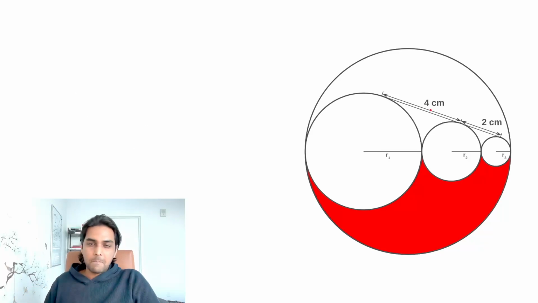Alright, so I want to make use of this 4 centimeter somehow in our equations. So let's draw a radius from the center of this circle to this point on the tangent, and we know that this radius is going to be perpendicular to the tangent.